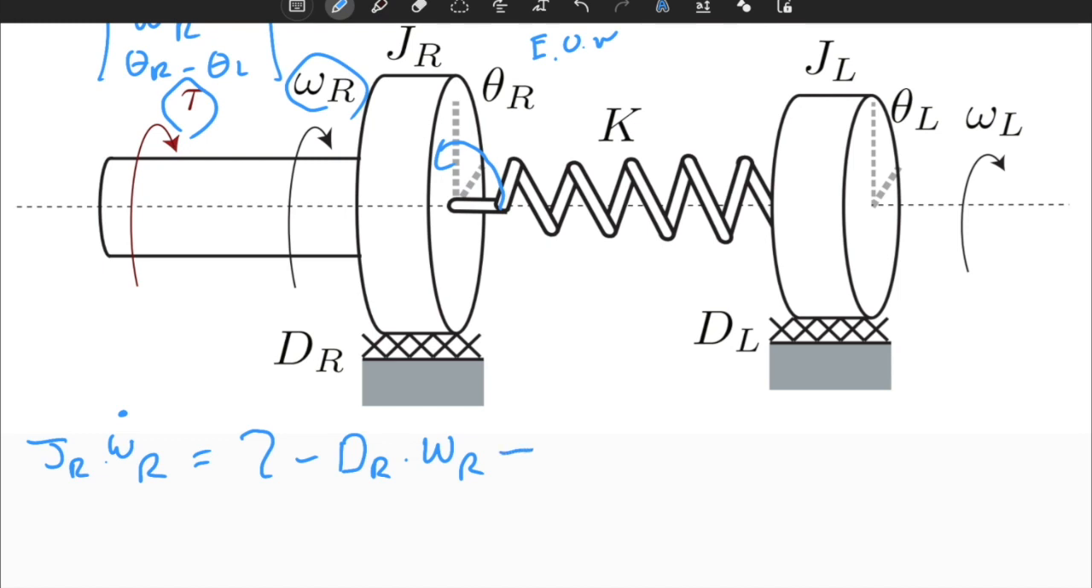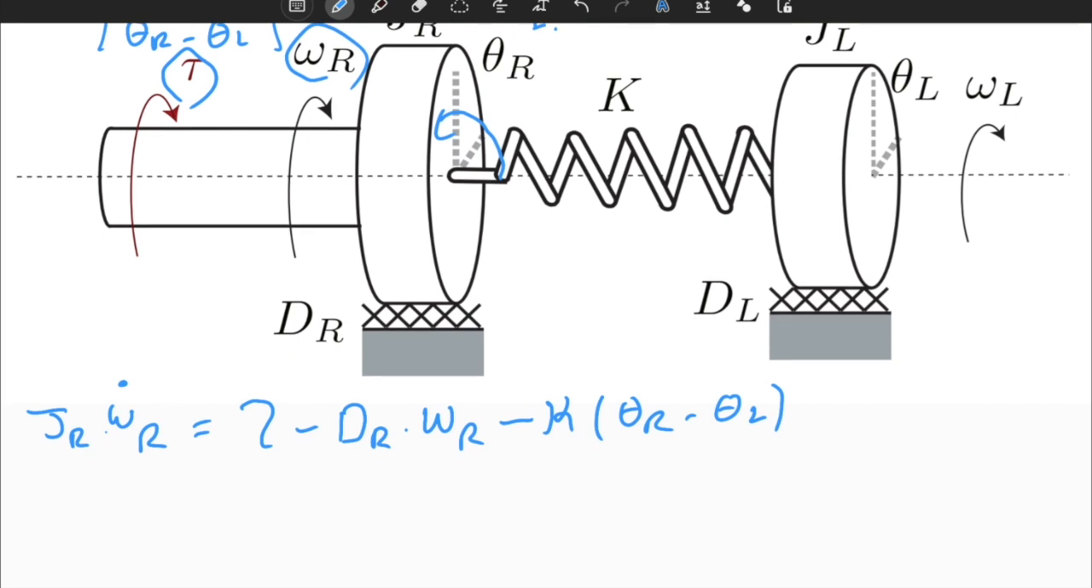If this is the case, I technically know that theta_R, the angular displacement of the first disk, should be larger than the angular displacement of the second disk. Only in that case can it resist the motion in this direction. So kappa times (theta_R minus theta_L). One way of checking is that we are writing an equation of motion with respect to axis R, so this is minus because theta_R is here. If I write theta_L minus theta_R, it will be wrong. It would be some sort of an active component, but we know that it's a passive component.